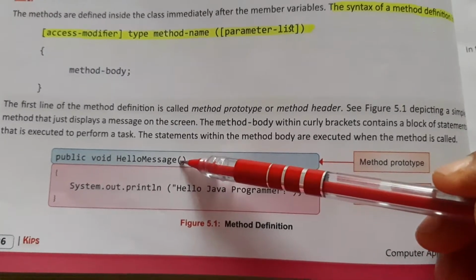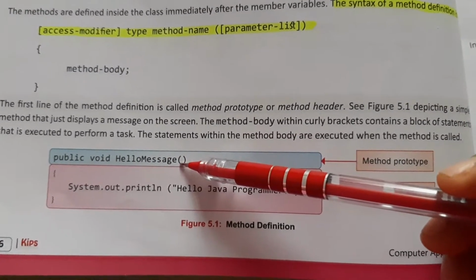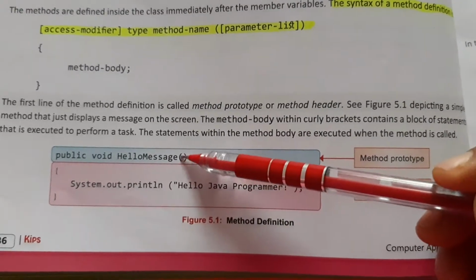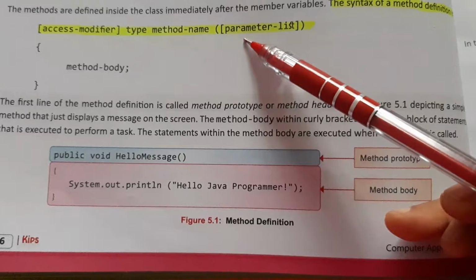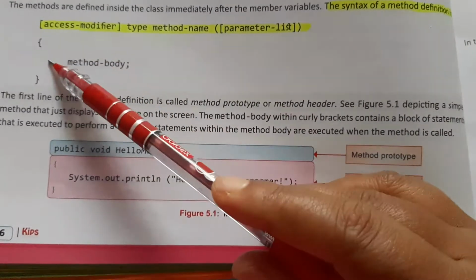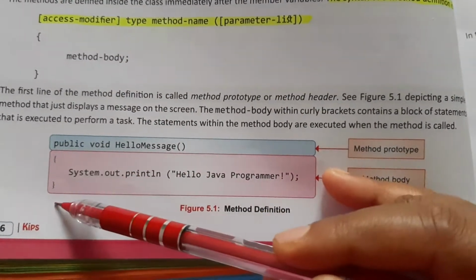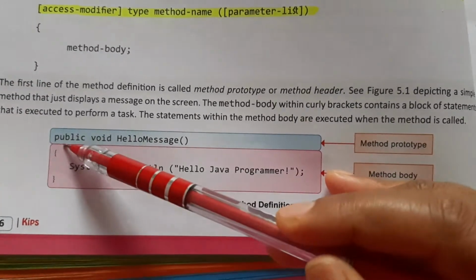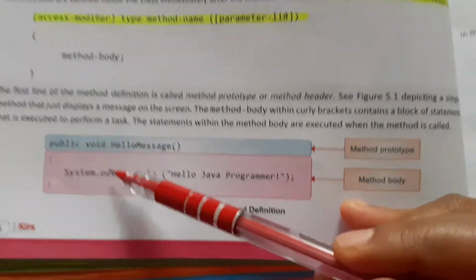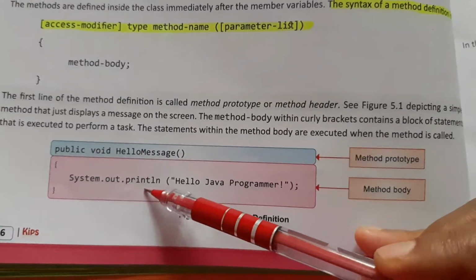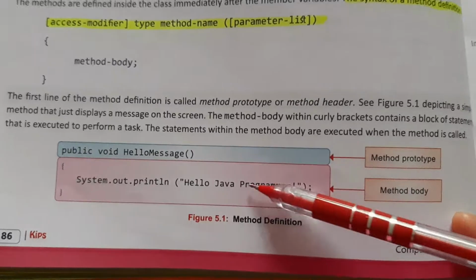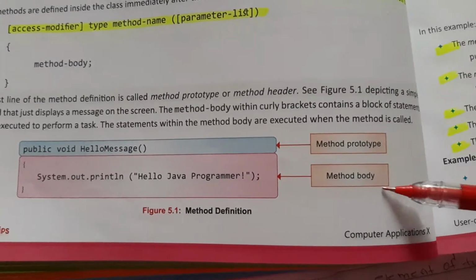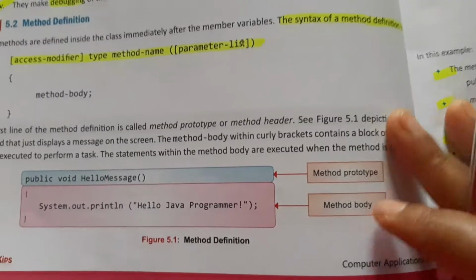Suppose you are giving a parameter list, like int a, int b, using a data type and a variable name within the brackets, they are considered the parameter list. Now the opening bracket: this opening and closing is important in a method, because every method will have an opening and closing. If there is an opening here, there should be a closing. What we are doing here is just displaying a hello message. The above part is called the method prototype and the below part is called the method body.